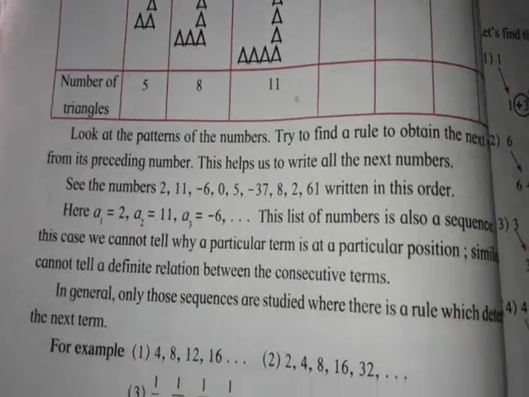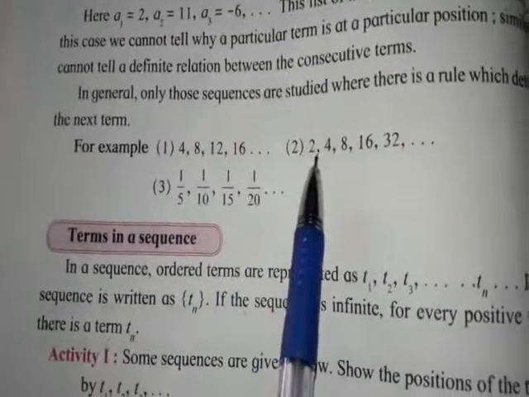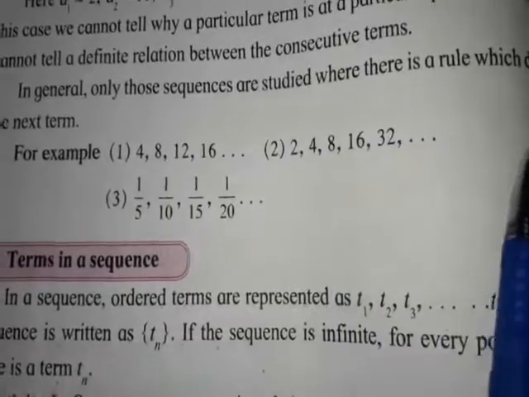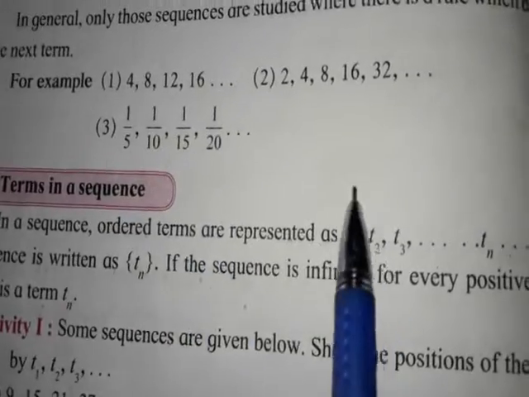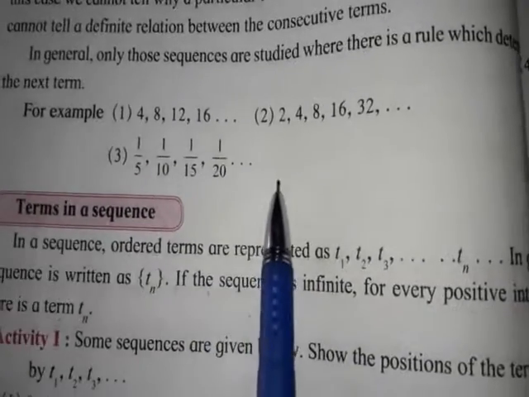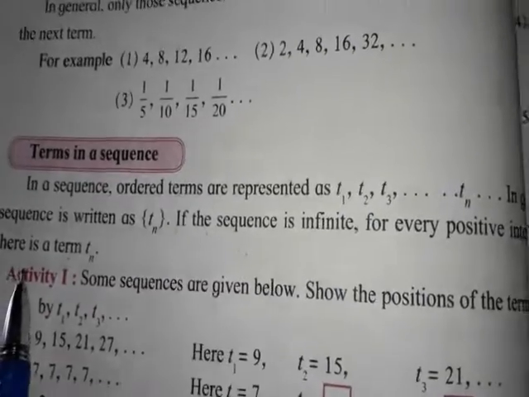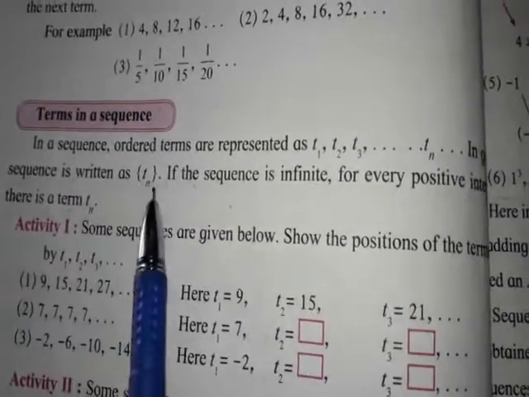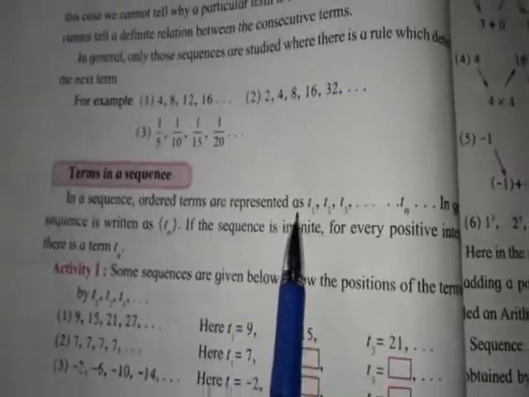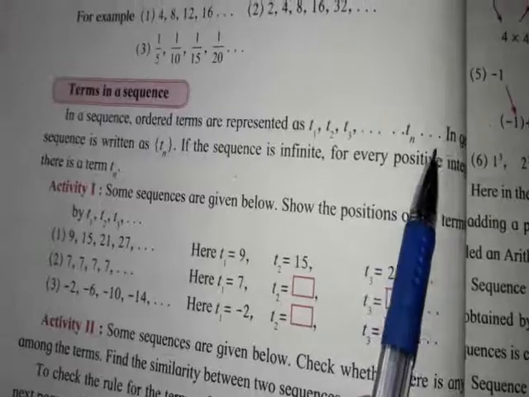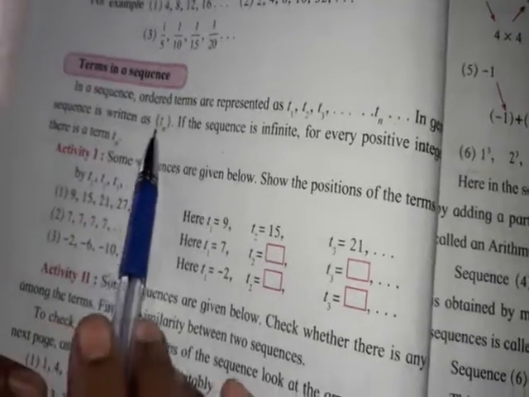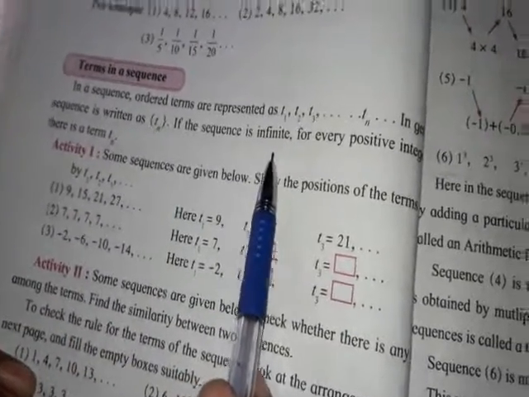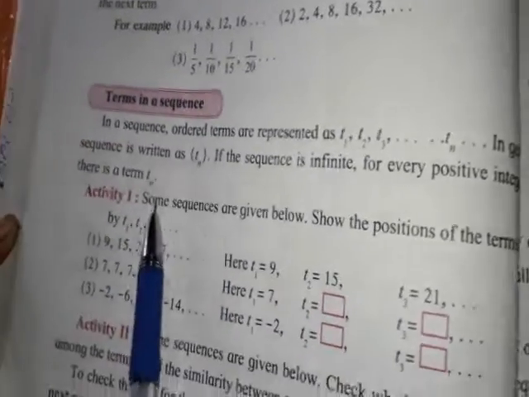Now some examples, see. 4, 8, 12, 16. Second 2, 4, 8, 16 and 32 and so on. This is 1 upon 5, 1 upon 10, 1 upon 15, 1 upon 20. These are some examples of sequence. Now how are the terms in a sequence? See, the terms in a sequence are ordered or are represented as T1, T2, T3 and up to Tn. In general sequence is written as Tn. If the sequence is infinite, for every positive integer there is term Tn.